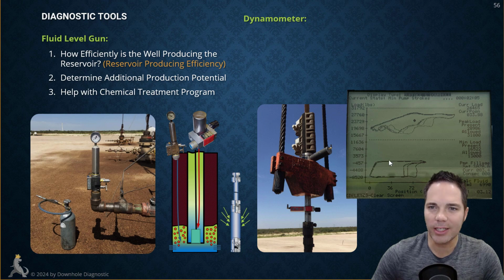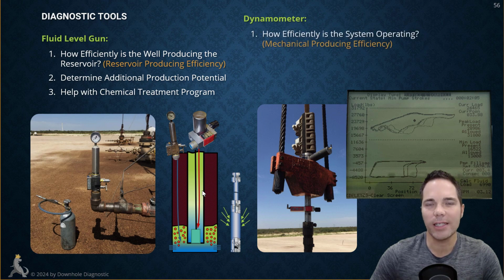And we're generating these two cards. Most people are focused here on this downhole pump card right here. So the fluid level gun's looking down the annulus. The dynamometer is looking down the rod string. They're looking down different sides of the well.